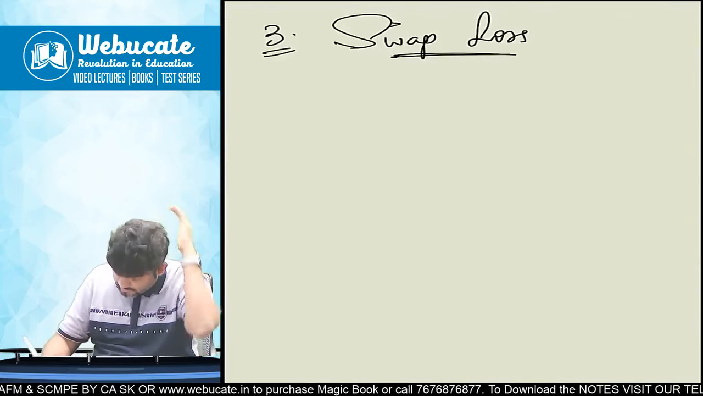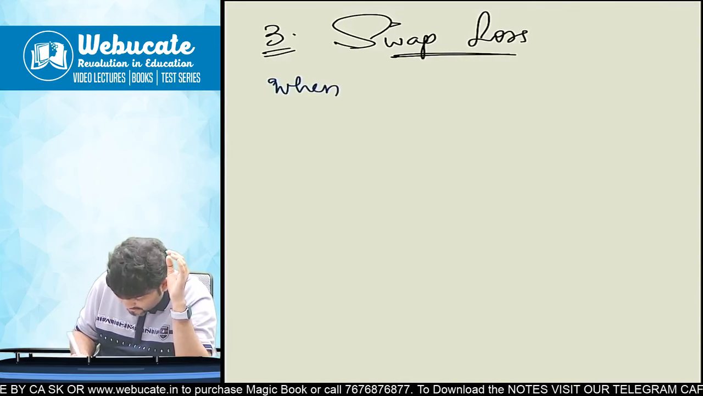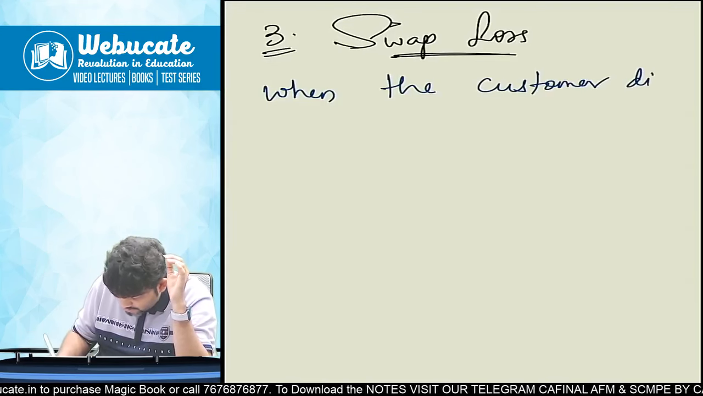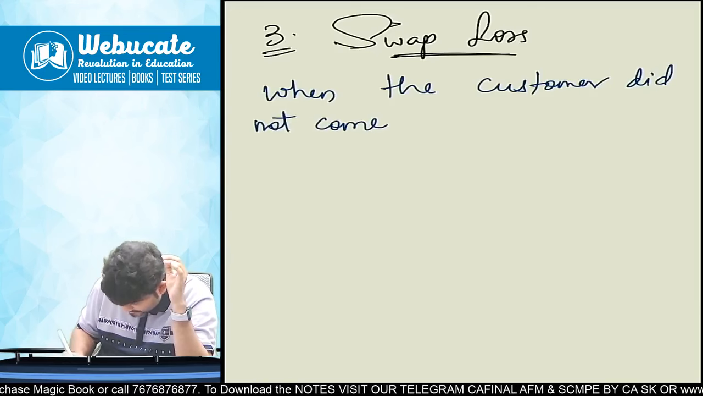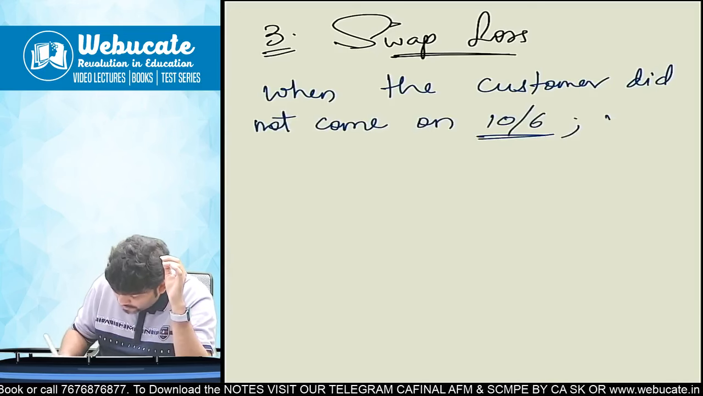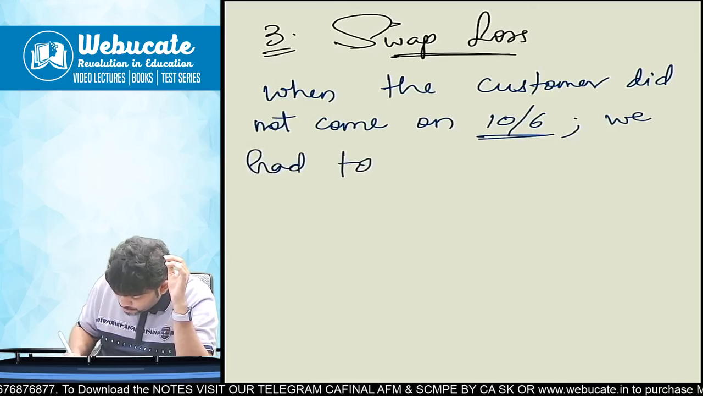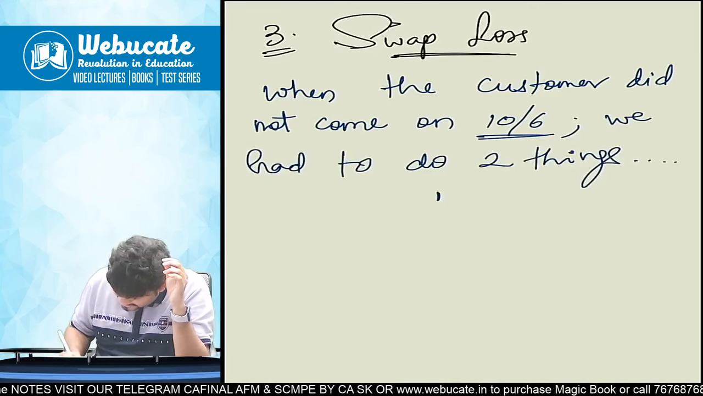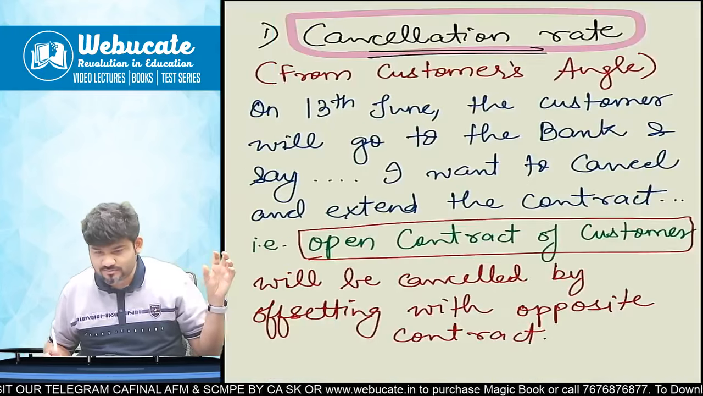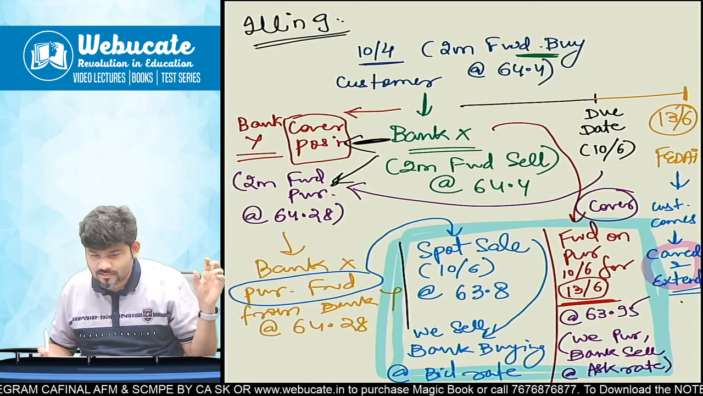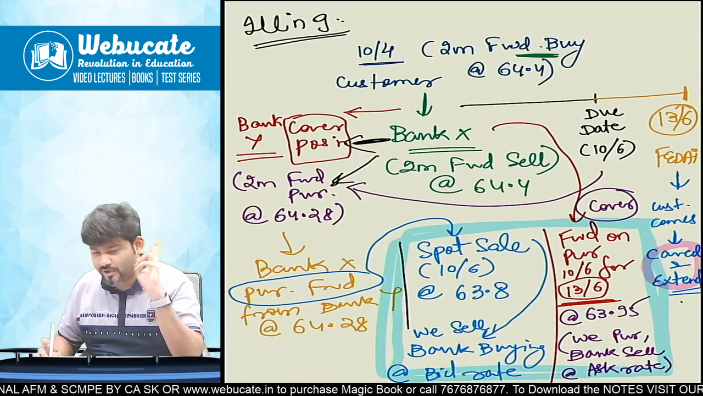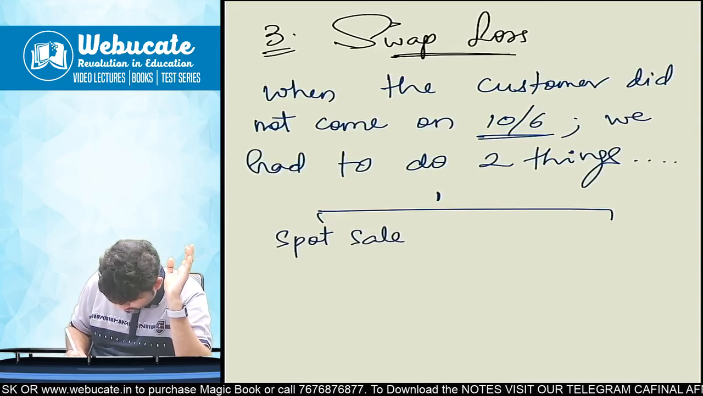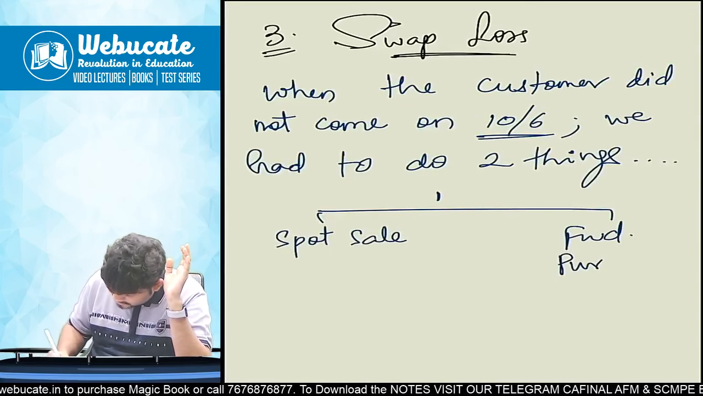So I just write here, when the customer did not come on 10th June, we had to do two things. What are they? Yes, that will become a part of swap loss. One, spot sale, and the other, forward purchase, right?